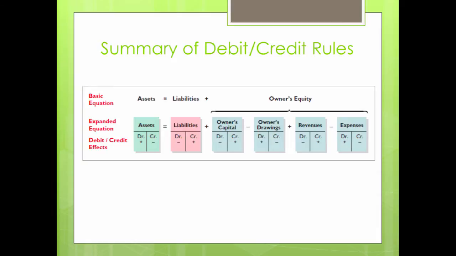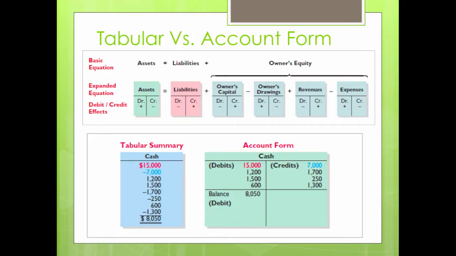Okay, let's move on. So here's an example of what you learned in the last chapter and what you will learn in this chapter. In the last chapter, you learned to record transactions in many accounts within the accounting equation, and that was recorded in tabular form. Here we have an example of the cash account in tabular form. Depending on the transaction that you were dealing with, you recorded the amount as a positive or a negative, and then we found the balance of the account and recorded that at the very end.